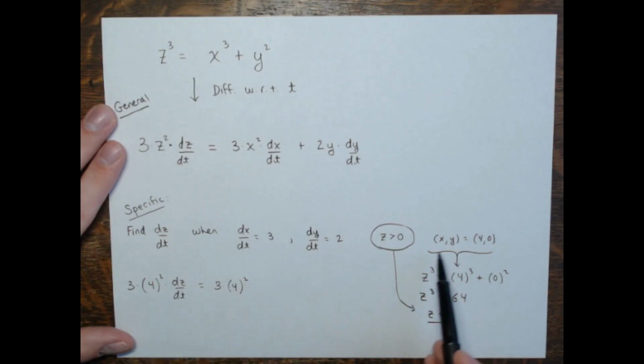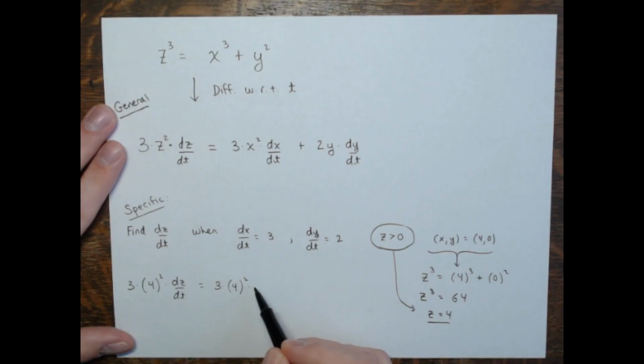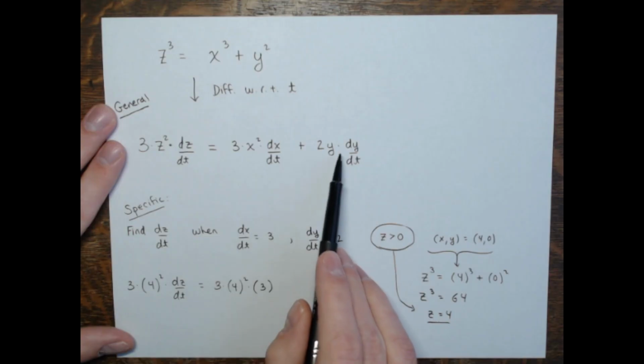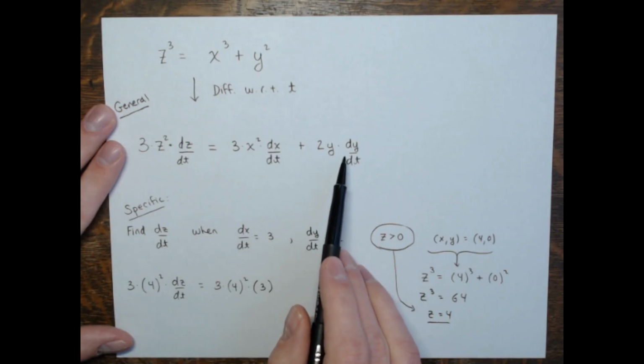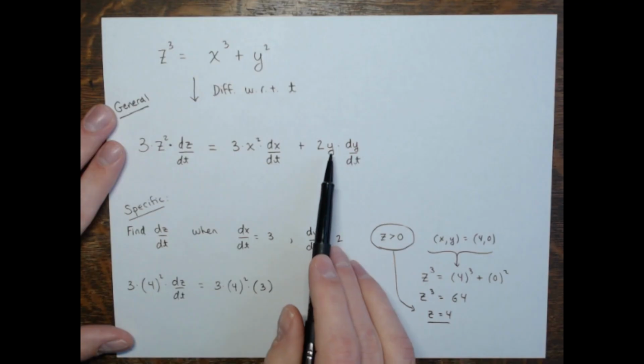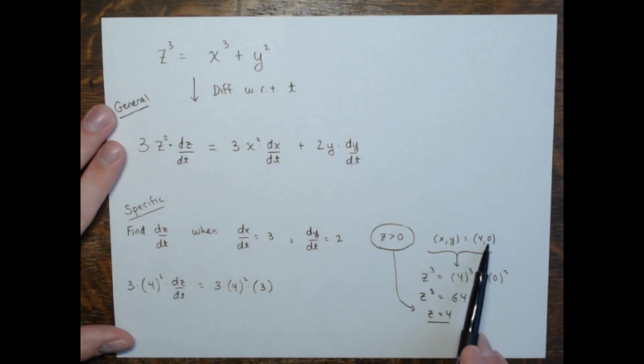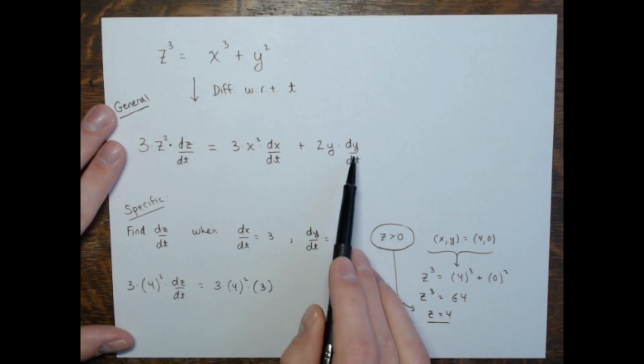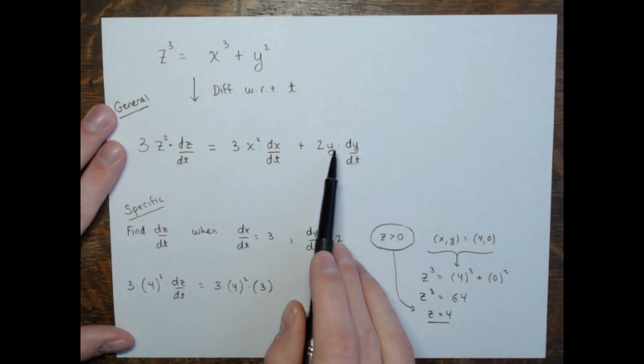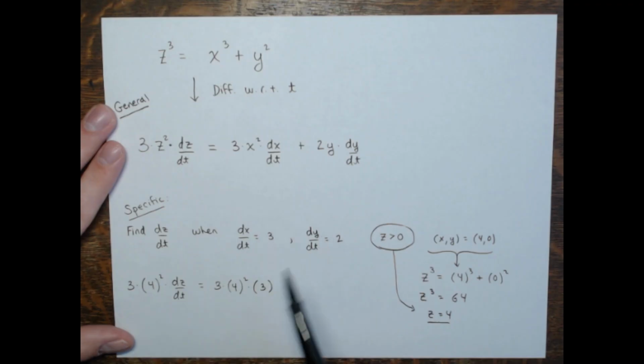So again, x is 4 as well, times dx dt, which is given as positive 3. And then I'm not even going to write in this last term because it's plus 2 times y, but y is 0. So it doesn't matter that y prime is 2. It's 2 times 0 times 2. So it's plus 0, which is really unnecessary to write.